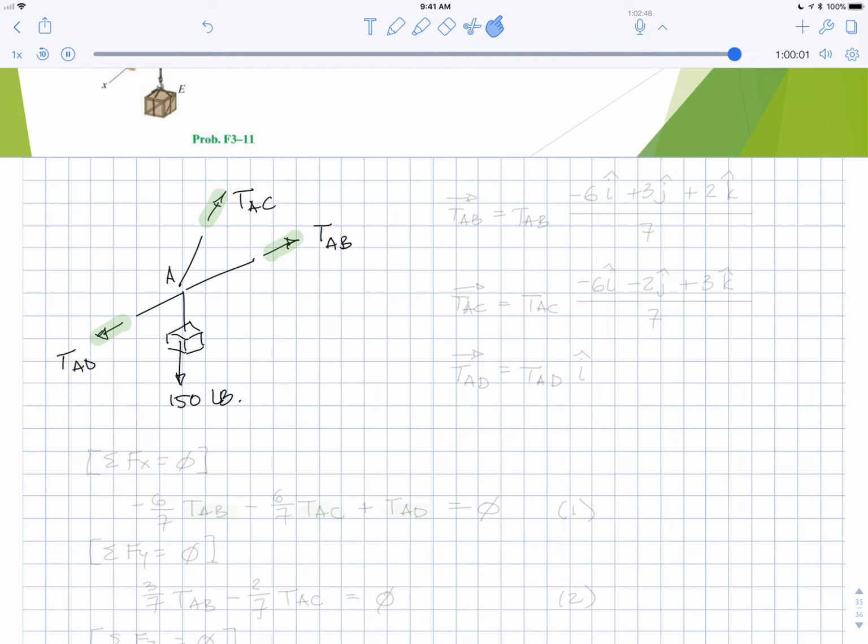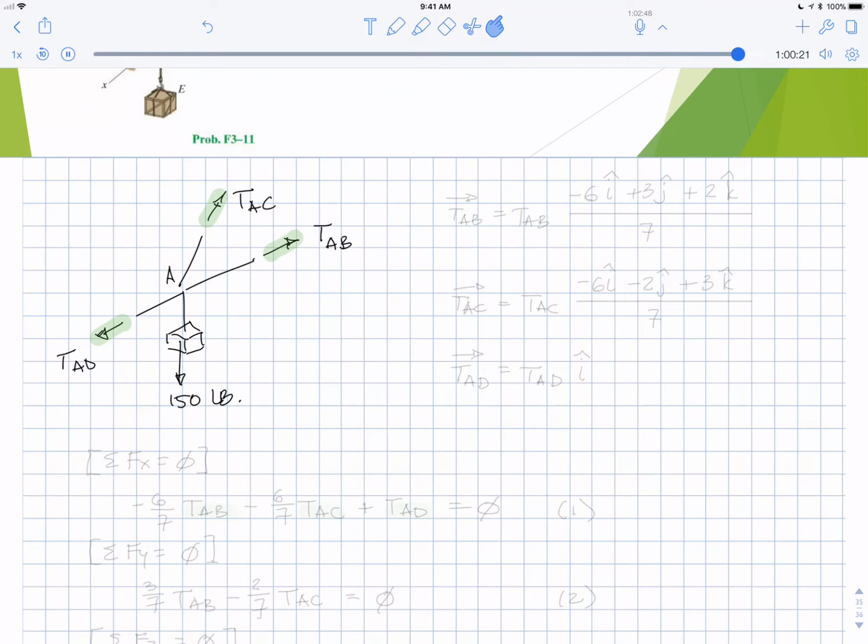However, even if I didn't know if it was in tension or compression, I would probably draw the forces like this. That way, if I get a positive number, I know it's tension because I always draw the forces in tension. But if I got a negative number, then I would know it was in compression. It was pushing in, not pulling away.